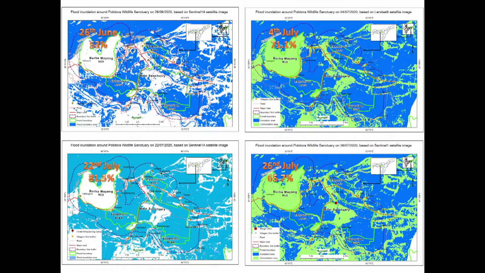Pobitora Wildlife Sanctuary is just near Guwahati in Morigaon district, and it is famous for rhinos, as it has the world's highest rhino density. During the monsoon season, most of the areas in Morigaon are inundated. So if we do the analysis using SAR data, radar data, we can easily see which areas are inundated, and which are the uninundated areas or highlands.